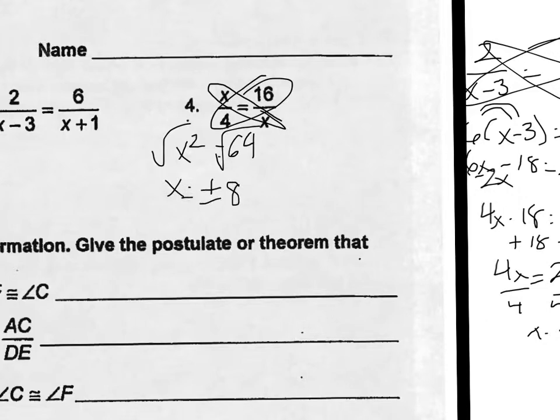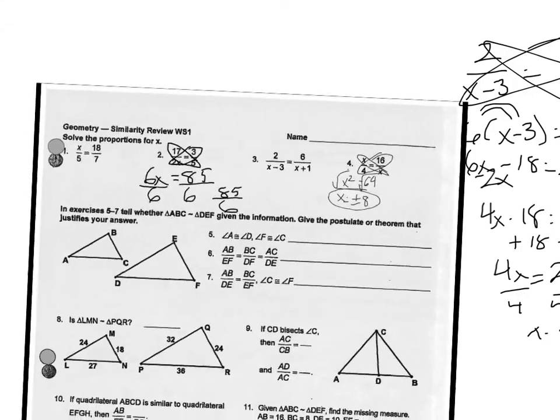Now, if you think back to when we dropped an altitude from a right triangle, we didn't get positive and negative because that's when x was a side length. In this case, it's just an algebraic equation. So you have to remember these positive and negative answers. Okay, let's move in here.